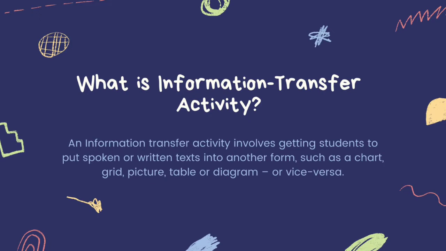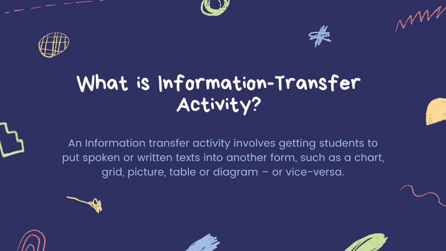Alright, now I want to introduce you to information transfer activity. So, what is information transfer activity? An information transfer activity involves getting students to put spoken or written text into another form, such as a chart, grid, picture, table, or diagram, or vice versa. It makes sure that the students can't just copy chunks without understanding them by requiring a different organization to the text. This task encourages a deep processing of information.